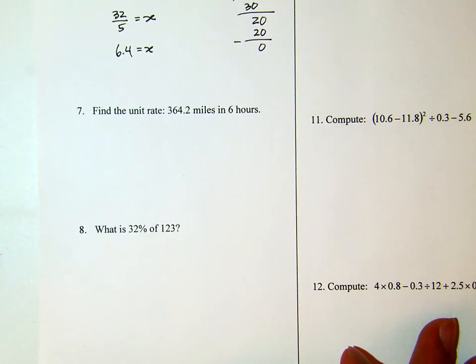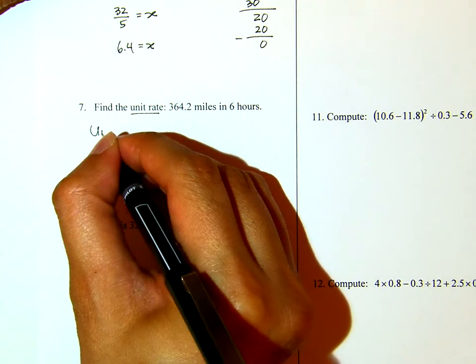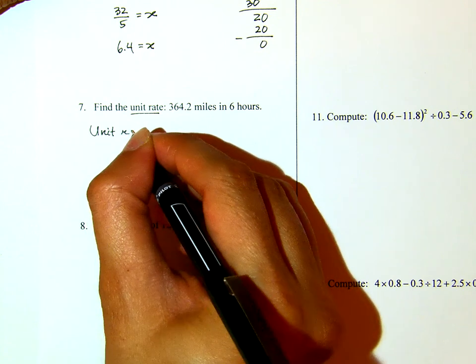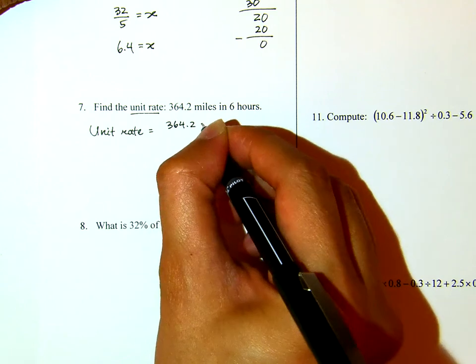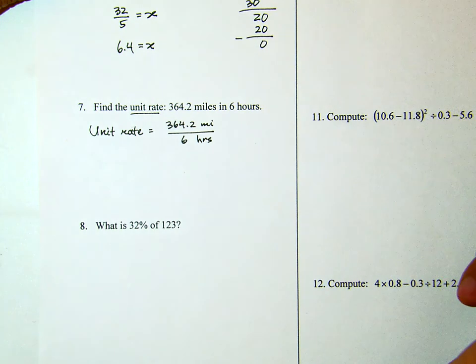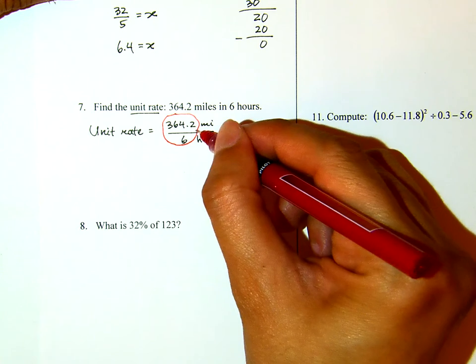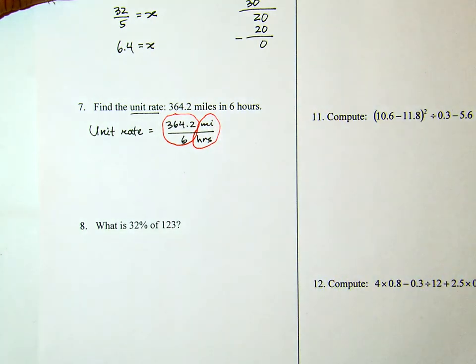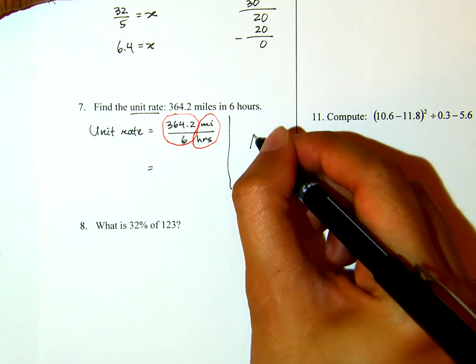Number 7, find the unit rate. Now the unit rate, let me first write it as a rate, and then later on I compute further. That will be 664.2 miles in 6 hours. But this is still a rate, even not a simplified one. What I will do to make it a unit rate is divide, convert this to decimal, and the units later on will be written separately. Now let me divide then.